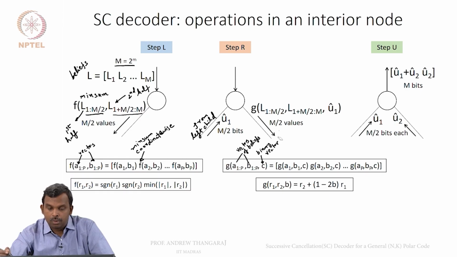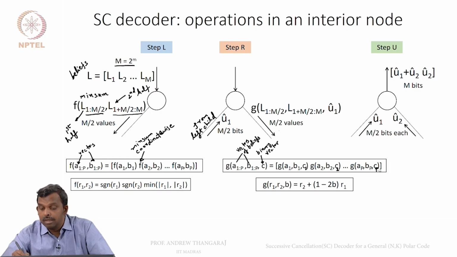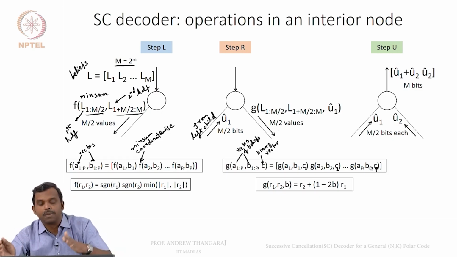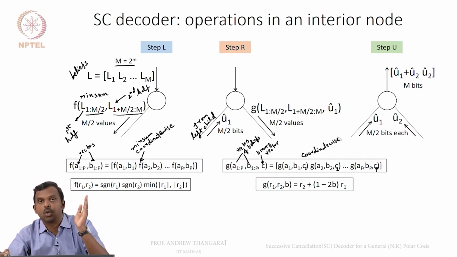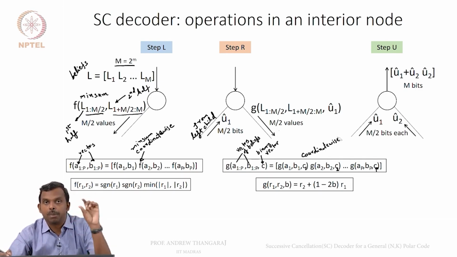So this is a binary vector, that is, the decision that's being received here. In the first step, you do G of A1, B1, C1. Here G of A2, B2, C2, and here you do G of Am, Bm, Cm. So you basically apply the G operation coordinate wise. We've seen this G operation before. It's either R2 plus R1 or R2 minus R1, depending on whether the bit is 0 or 1.